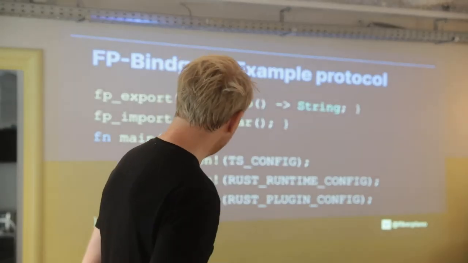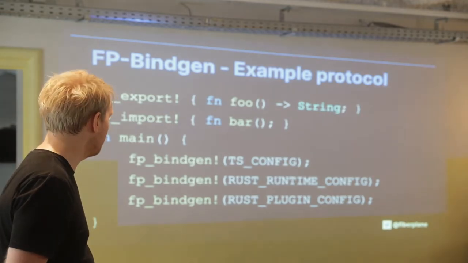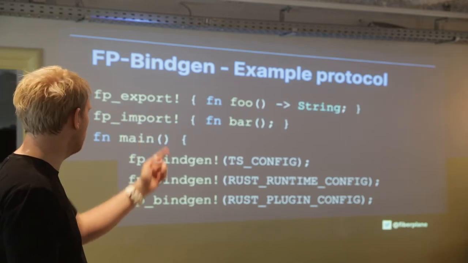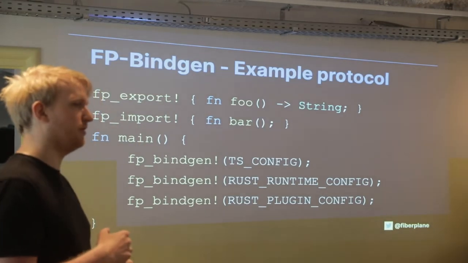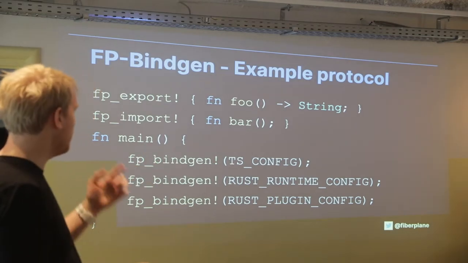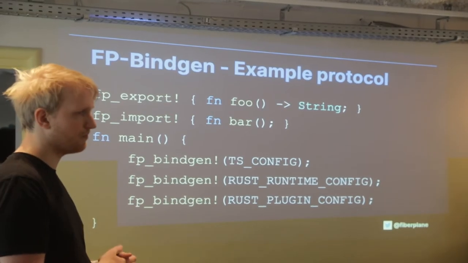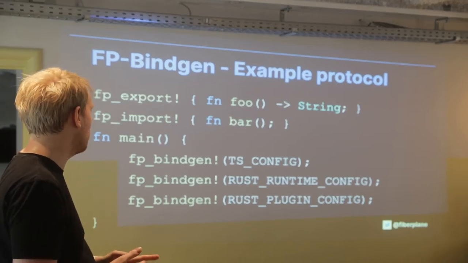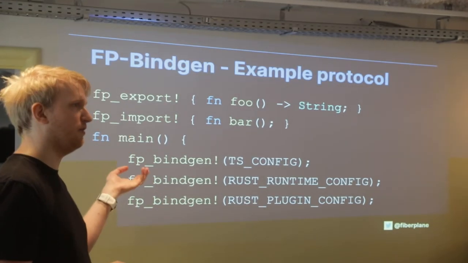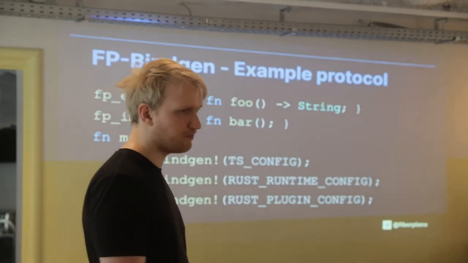So how does this look actually? You will make your own protocol crate, and in that crate, you basically say fp export, you put your function signatures inside that one. Those are the ones that the virtual machine will export to you that you can access from the host. And then import is the functions that you are saying that the guest will have access to. And then we basically call another macro with some configuration I've omitted here, but that basically just sets up where you want the files output to and some configuration options for them.